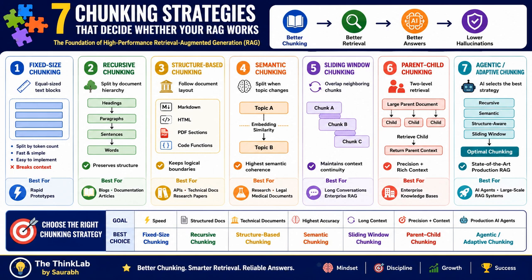The next one is strategy 7, agentic or adaptive chunking. Finally, we have agentic or adaptive chunking. This is the most advanced strategy. Instead of using only one chunking method, AI chooses the best strategy automatically. Sometimes it uses recursive chunking, sometimes semantic chunking, sometimes structure-aware chunking, sometimes sliding window chunking. The decision depends on the document type and the user query.